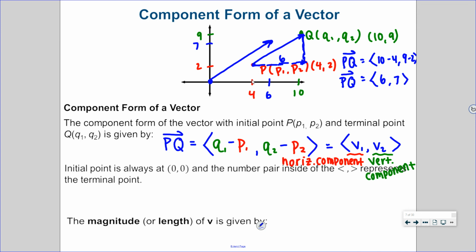So here's what you need to know. That's a little like proof, if you will, of where this formula comes from to find it in component form. But when you see it, the number that's paired inside of those angled brackets represents our initial point, which is always going to be at 0, 0, and our terminal point is always going to be at that number located inside, and that's going to be an equivalent vector. That's when we're in this component form.